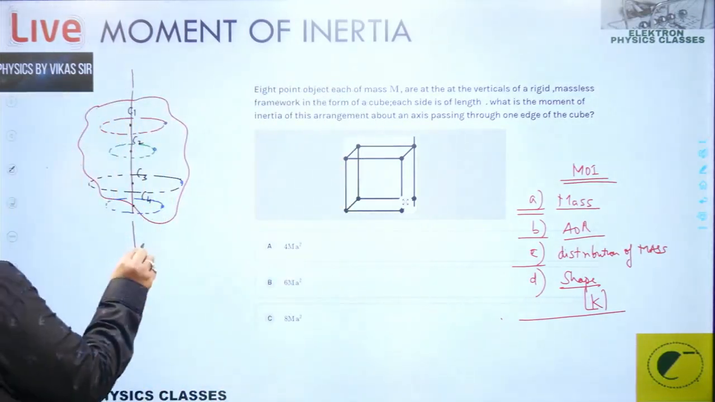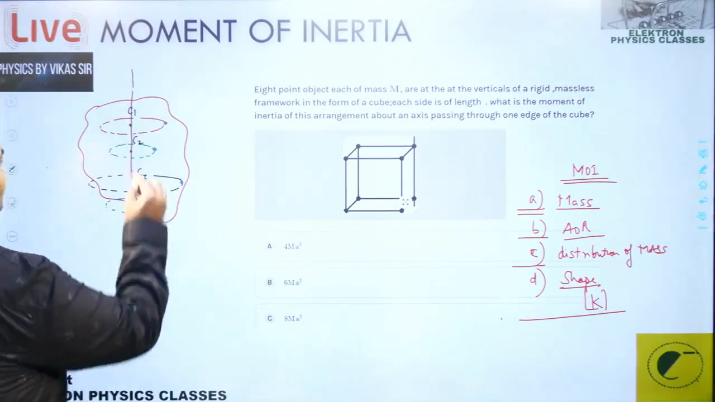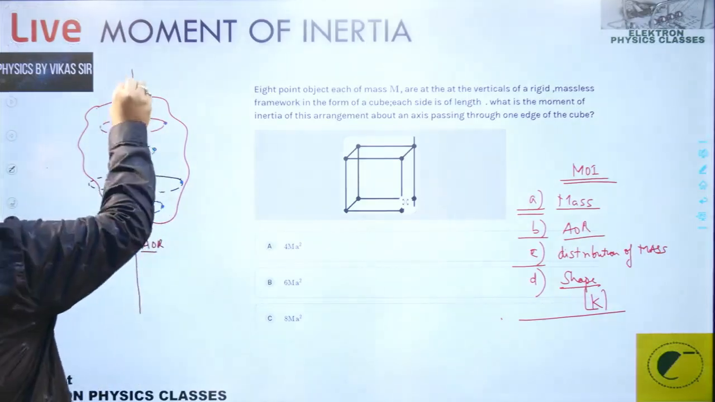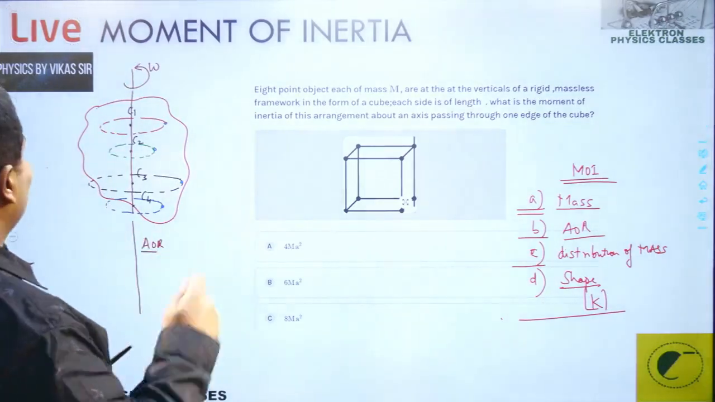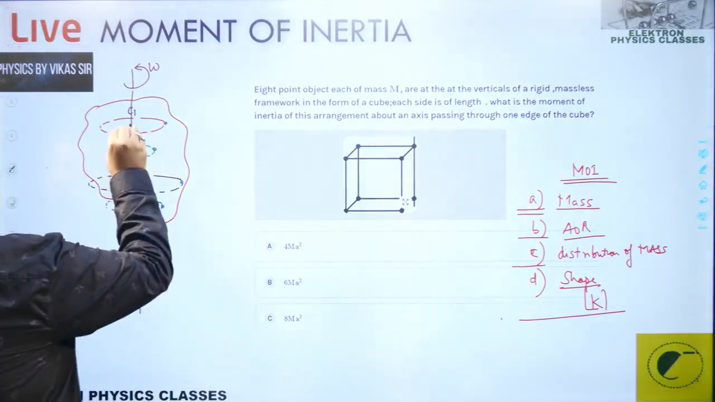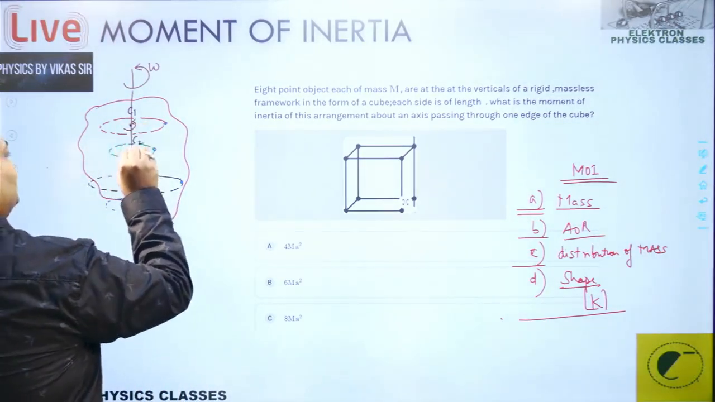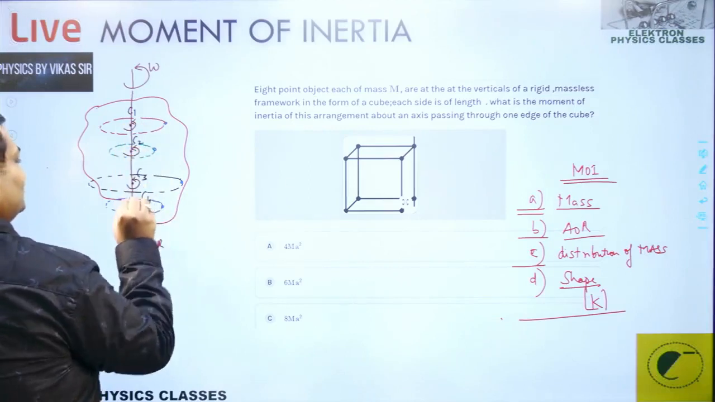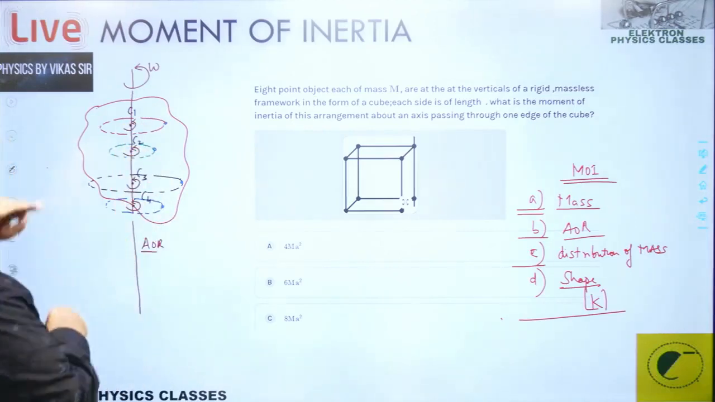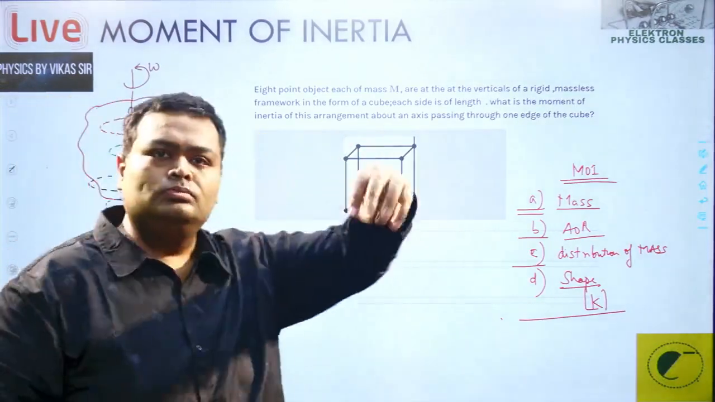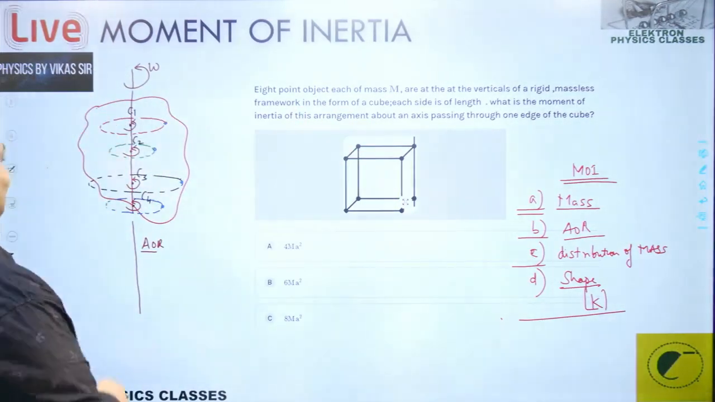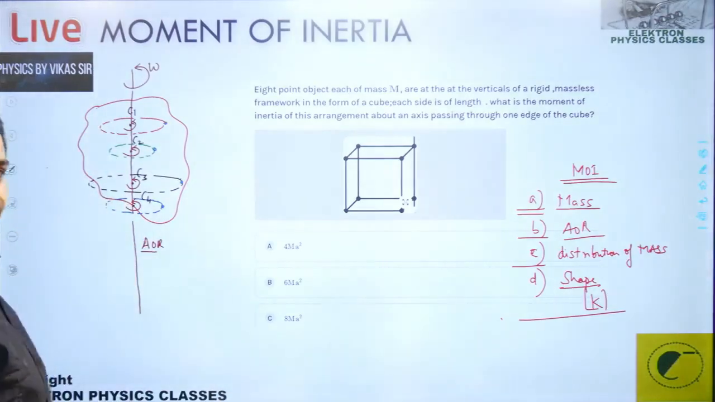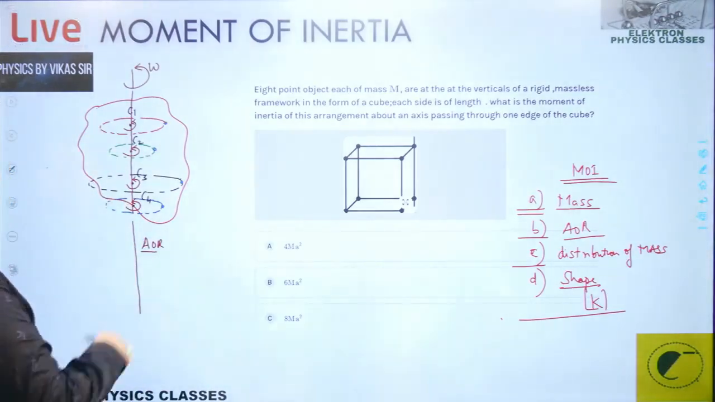So that's my AOR. These are all different points, but they all rotate with the same angular speed about this axis. So the point C1, the point C2, the point C3, the point C4, all rotate with omega about this axis. That's a rigid body rotation.